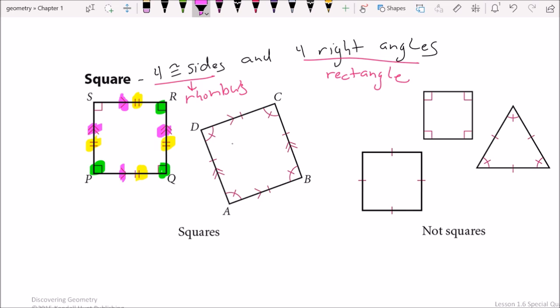So what about the ones on the right? Why are those not squares? This one's not a square because we don't know any of the side lengths. It's definitely a rectangle. It might be a square, but we don't know. That's a triangle. Get out of here, triangle. This one has 4 congruent sides. It's definitely a rhombus, but it might not be a square. We don't know. They might be off by 1/10 of a degree or something on the angles.